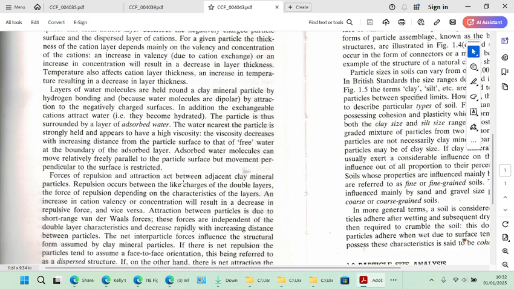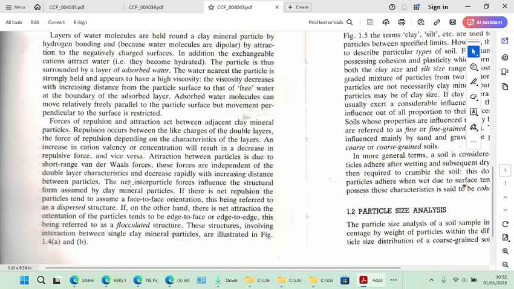Forces of repulsion and attraction act between adjacent clay mineral particles. Repulsion occurs between the like charges of the double layers, the force of repulsion depending on the characteristics of the layers. An increase in cation valency or concentration will result in a decrease in repulsive force and vice versa. Attraction between particles is due to the short-range van der Waals forces. These forces are independent of the double layer characteristics and decrease rapidly with increasing distance between particles. The net interparticle forces influence the structural form assumed by the clay mineral particles.